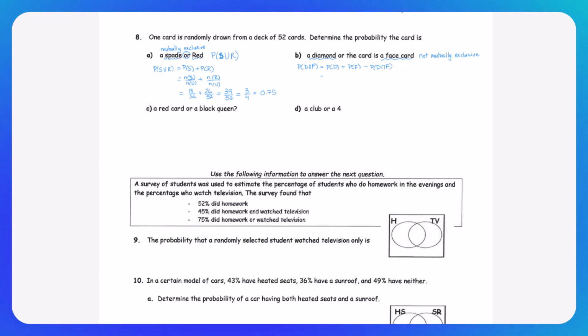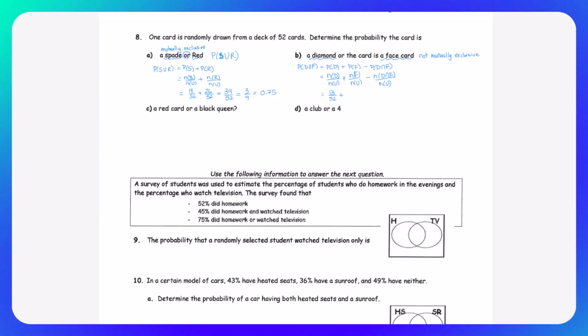Well, let's look at that as probability. We need to know the number of diamonds to divide by the number in the deck. Oops, I want to add that. So then we want to find the number of face cards divided by the number in the deck. And then the number of cards that are both diamonds and face cards. And again, dividing by the number in the deck. Well, how many cards are diamonds? Well, we know there's 13 and there are 52 in the deck.